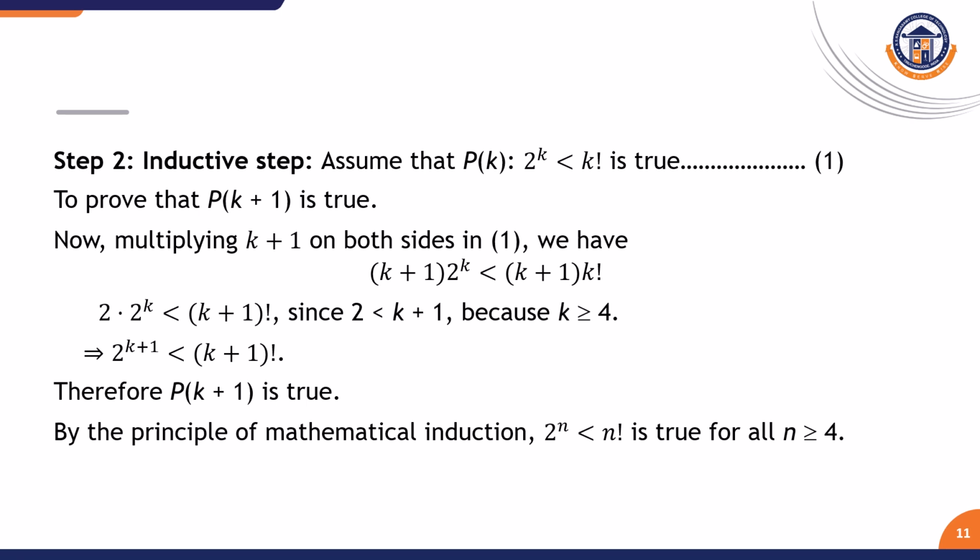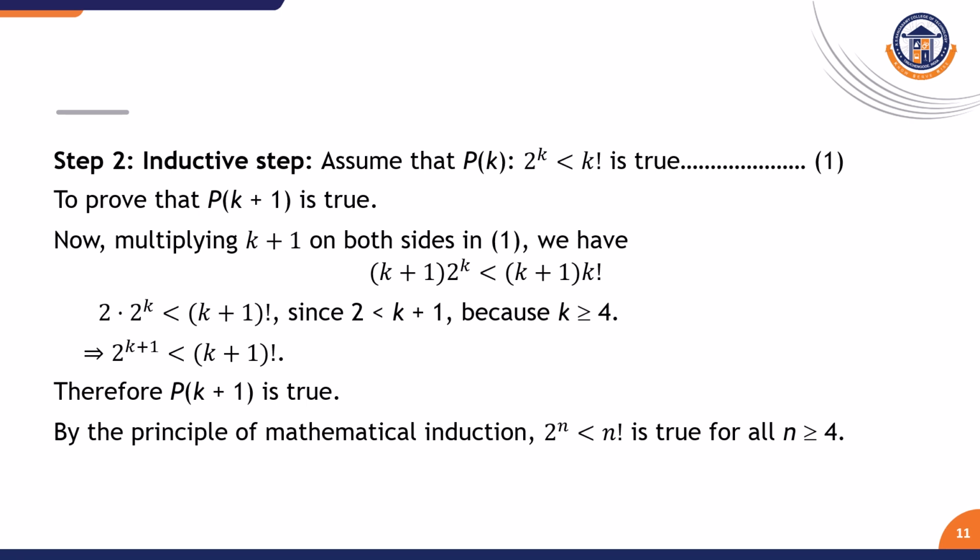To prove this, we multiply k plus 1 on both sides. So we get (k plus 1) times 2 power k is less than (k plus 1) times k factorial. Actually (k plus 1) times k factorial we can write as (k plus 1) factorial. We are applying the same concept. Here k is greater than or equal to 4, so definitely 2 is less than k plus 1. So instead of this k plus 1, we put 2. So we can combine: 2 power k plus 1 is less than (k plus 1) factorial. So automatically P of k plus 1 is true.